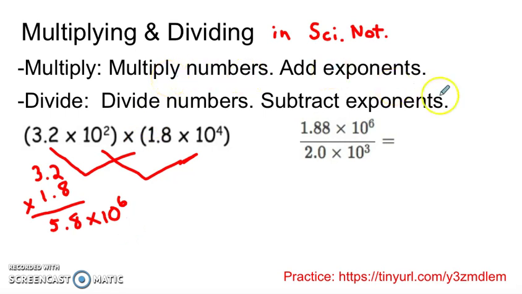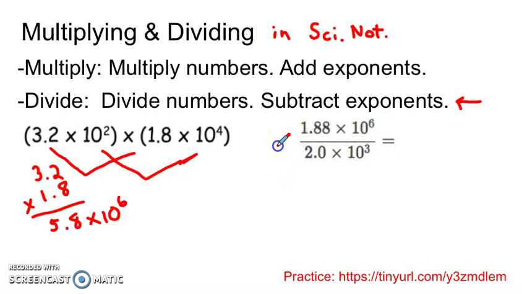Now you see we have a different rule for dividing, and you probably have already noticed that after you divide the numbers, you subtract the exponents. So in this case, we have one number over another number in a fraction. Now you may remember, if you were to punch this in a calculator, you would have top number divided by bottom number. And that's what I'm going to do to these two numbers here.